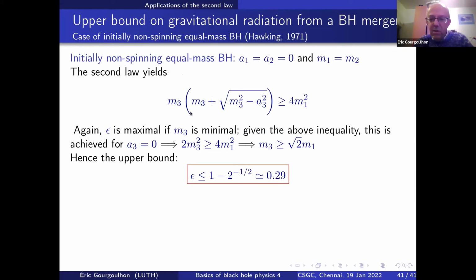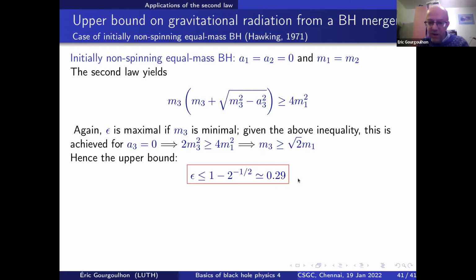Then, if we apply the second law, we get that the area of the final black hole is to be larger than the sum of the two areas. And again, this is maximal if M3 is minimal. So we can reach the M3 minimal if A3 is 0 in that identity. So we get this inequality. Hence, we get this upper bound here, that the efficiency is at most 1/3, let's say, 0.29.